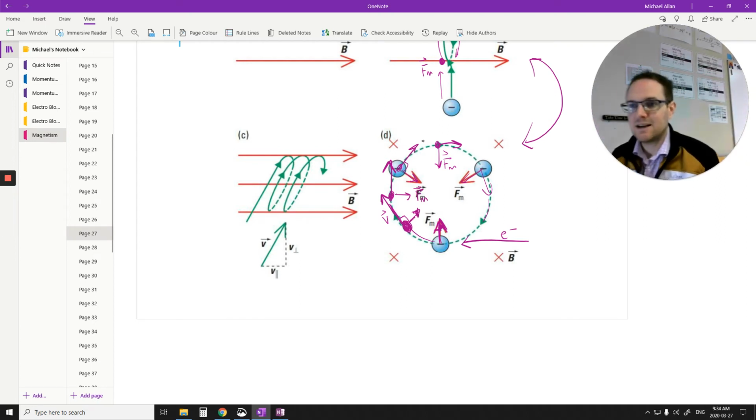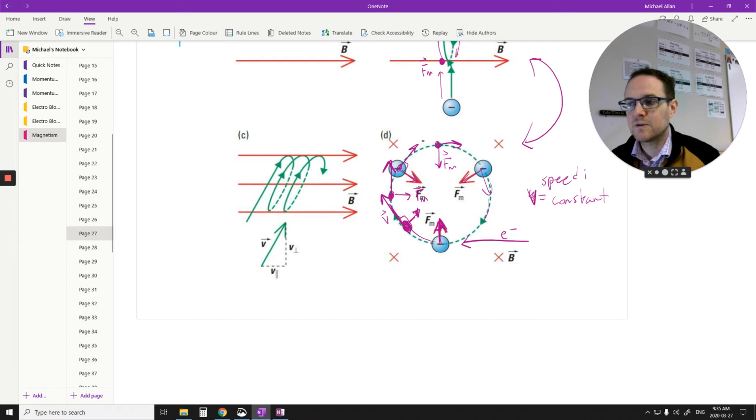And because of the same idea, this force here is perpendicular to the tangent speed at all points around this circle, it's not going to change the speed. So the speed of this object is constant. You notice I didn't put that in there. So let's get rid of this and just write speed. The speed is constant.